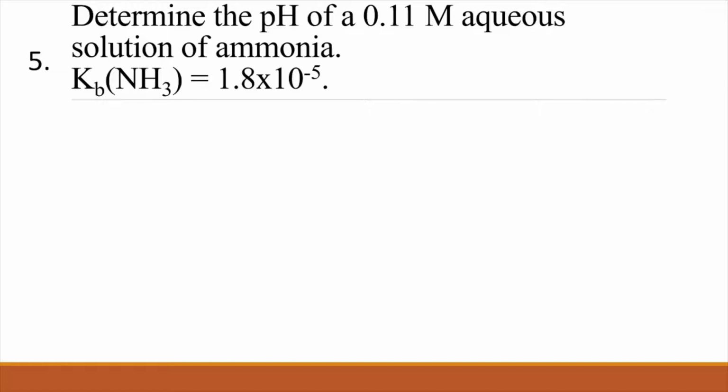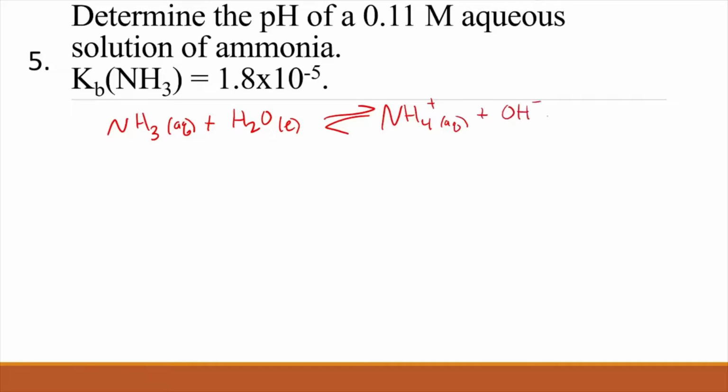All right, number 5: determine the pH of a 0.11 molar aqueous solution of ammonia, and we're given our Kb value. So let's go ahead and write the reaction for ammonia. NH3 aqueous plus water goes to form NH4 plus and OH minus.